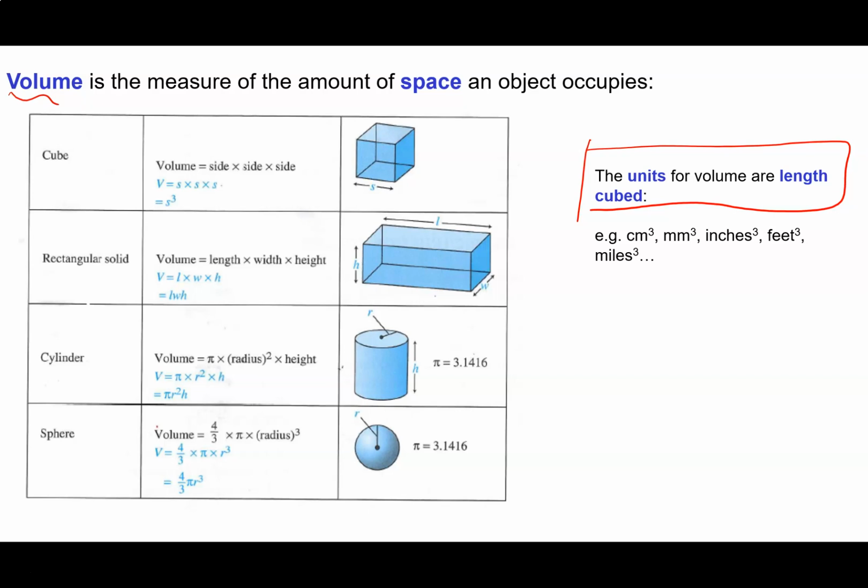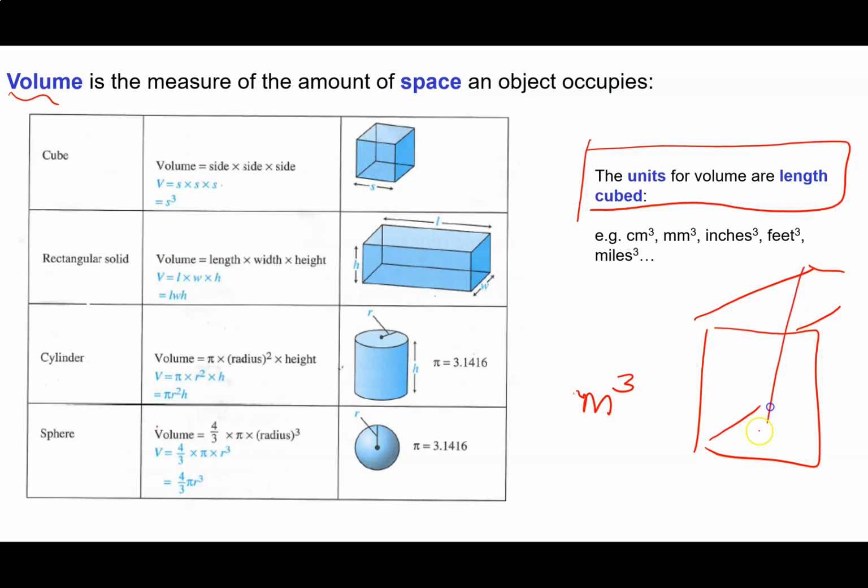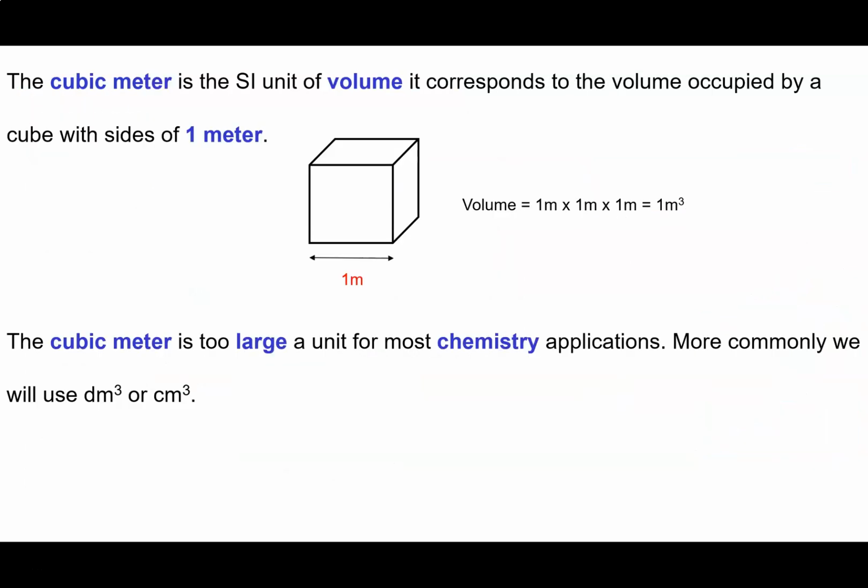So in the International System of Units, the base unit for volume would be the meter cubed. Now, how big is a meter cubed? Well, it's huge. It's the size of a cube that is 1 meter on a side. I'm not very good at drawing cubes, am I? That's massive, right? That's 1,000 kilograms of water. So the cubic meter, which is the SI unit of volume, corresponds to the volume occupied by a cube with a side of 1 meter.